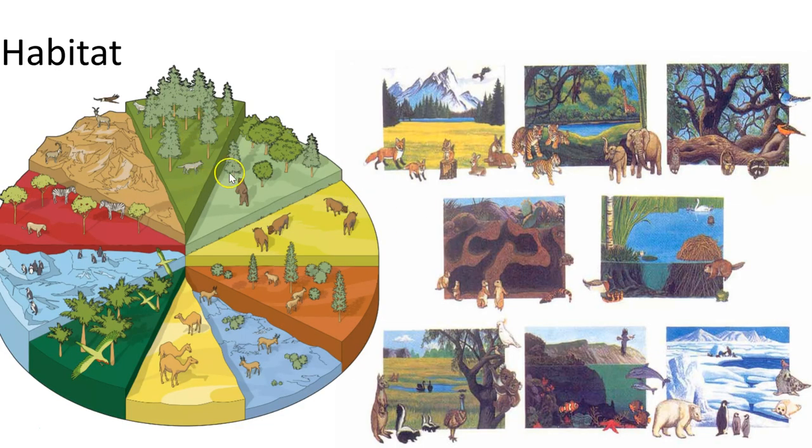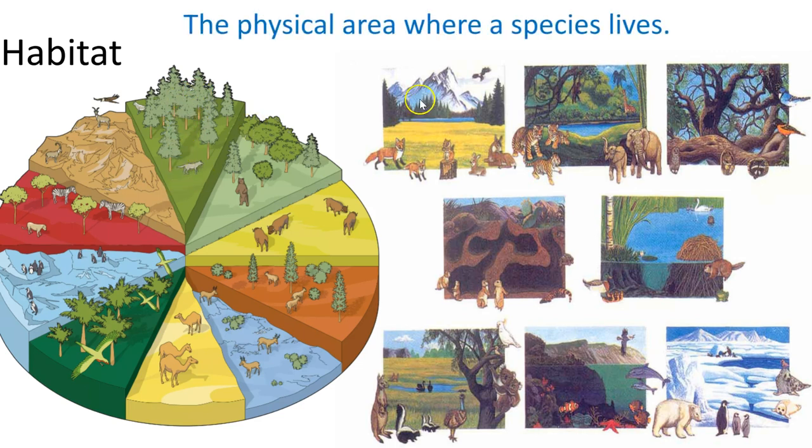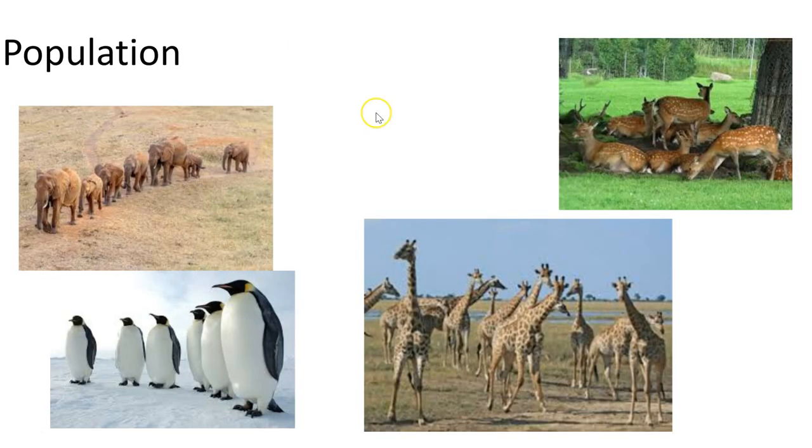A habitat, these are the different habitats that we have on our planet, at least some of them, I should say. You can see here's a desert. This is more like our area in the northwest. Okay. But a habitat is a physical area where a species lives. So you can see some more here. Here's the habitat of these gophers. Habitat of the beaver, of course, would be here. Polar bear's habitat up here. So these are just really showing different physical areas where a species lives.